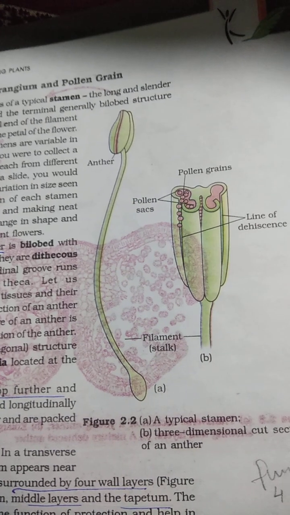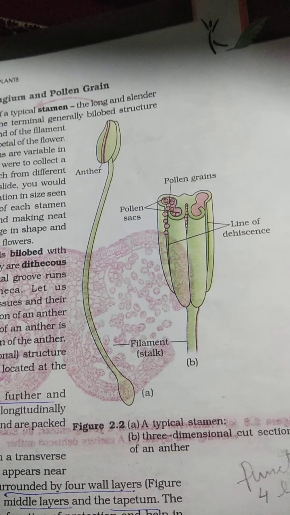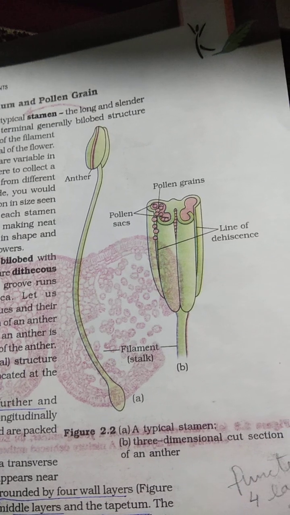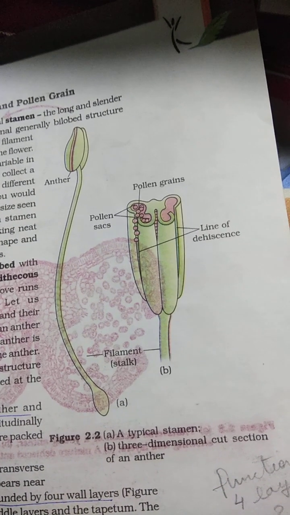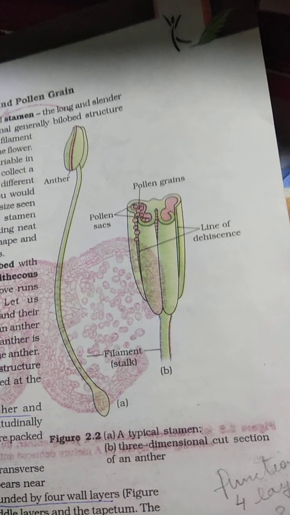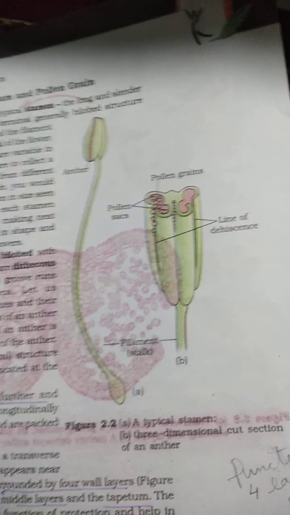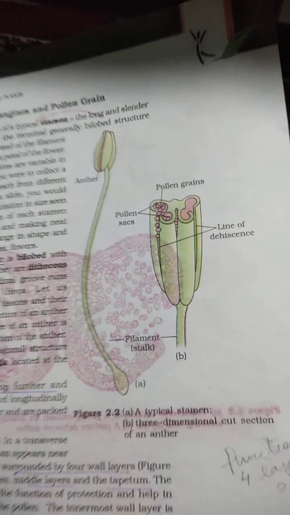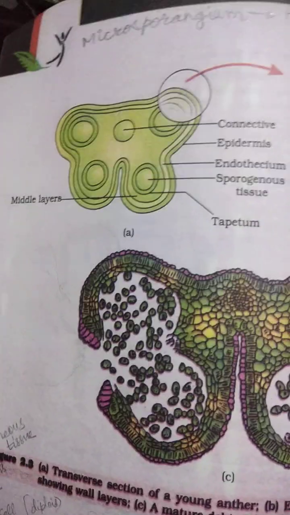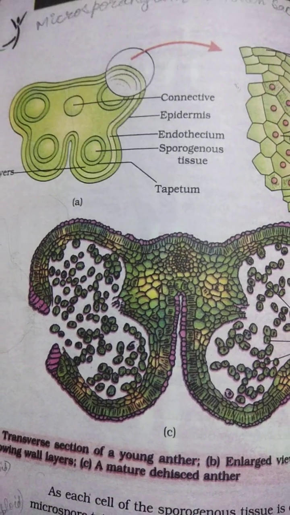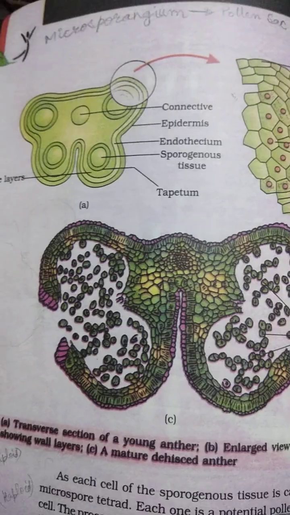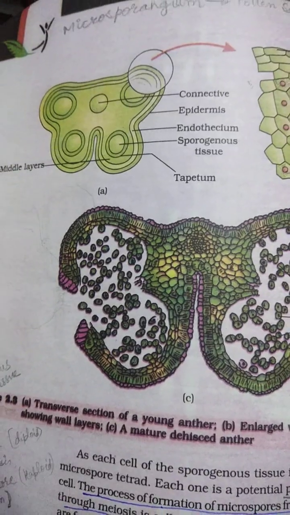in which the main tissue called the microsporangium is present. Now, what is the structure of the microsporangium? In a transverse section, we can see that the microsporangium has 4 layers. The outermost is the epidermis, then the endothecium, then the middle layers, and the innermost layer is known as the tapetum.